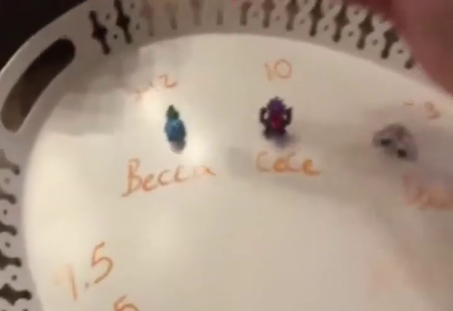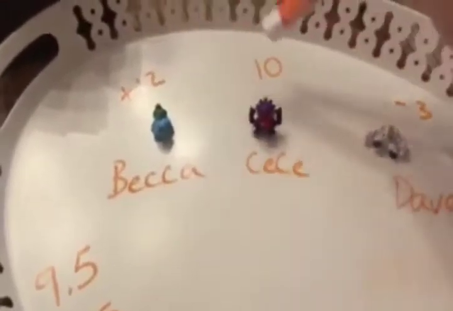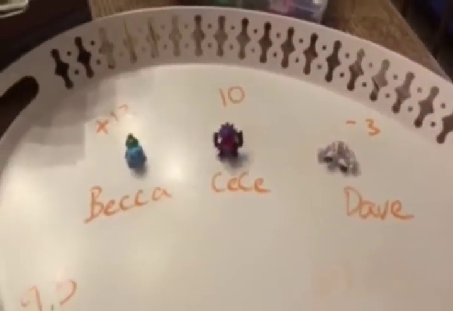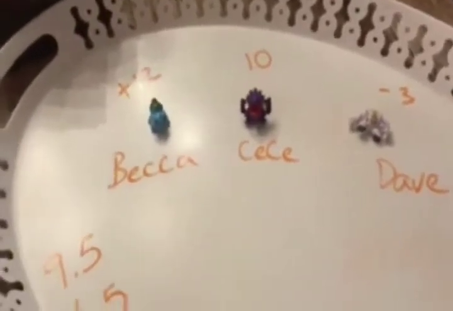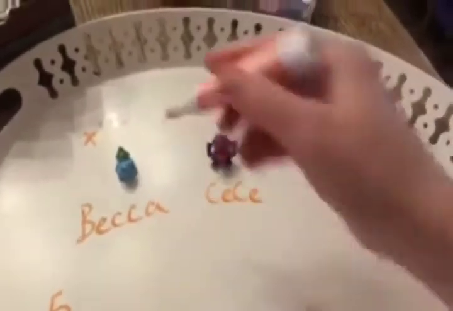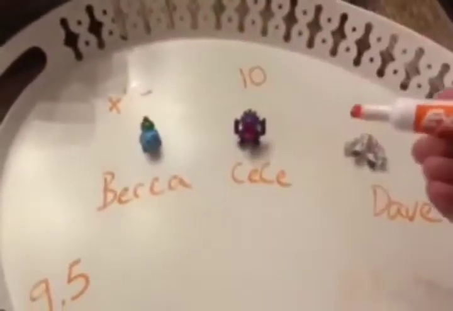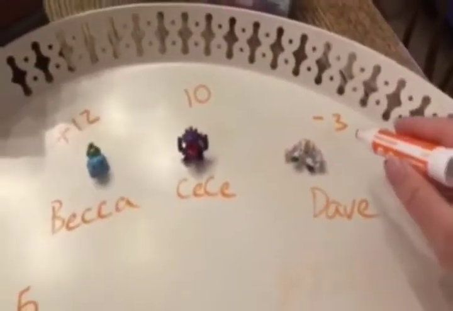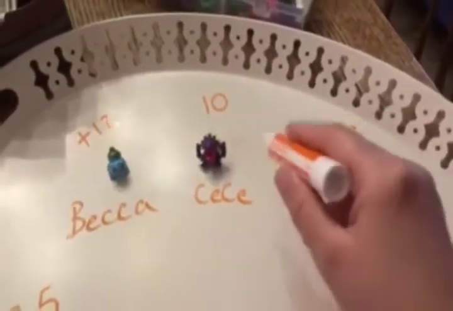Now, you can see here that I have Becca right here, Cece right here in the middle, and Dave over here on the right-hand side. And I've made some notes. I have put the information from the problem right above each character. And Becca has $12 more. That's the plus 12. And Cece has 10. We know that for a fact. And Dave has $3 less than Cece.